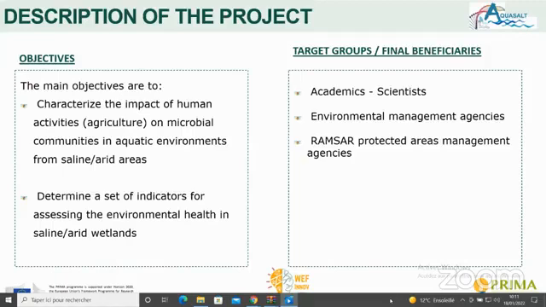Aquasalt focuses on contrasted Mediterranean sites, Ichkeul Lake in Tunisia and Salinas Lake in Spain. These two wetlands are Ramsar protected areas. Target groups are academics and scientists, as well as environmental management agencies, and mainly Ramsar protected areas management agencies.